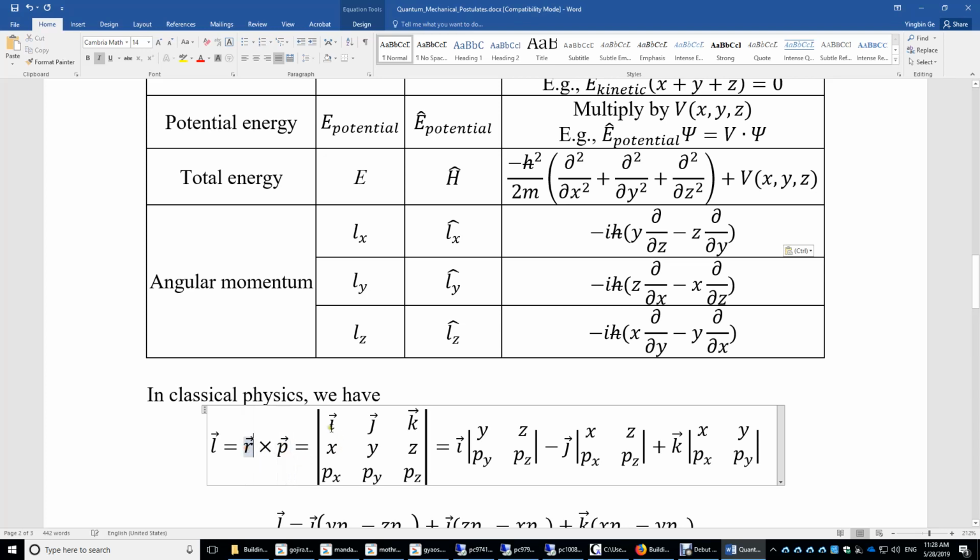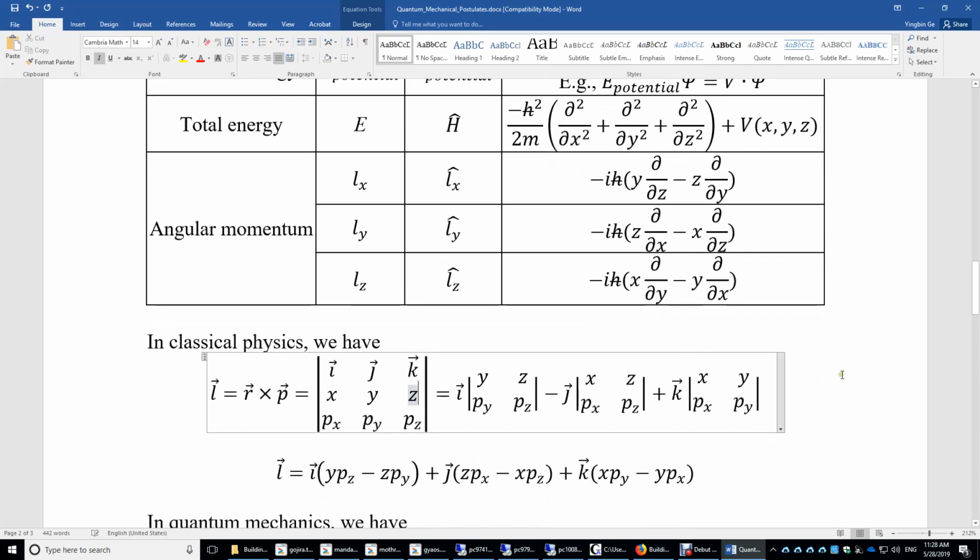And this can be expressed as a determinant with the first row as the unit vectors in the three directions, i, j, and k, and then we copy x, y, z in the second row, and px, py, and pz in the third row. So x, y, z, px, py, pz are all scalars, but the result is going to be a vector. If you know how to evaluate a 3 by 3 determinant, it's very simple. It's just i multiplied by this 2 by 2 determinant, y, z, py, pz, and then minus j times also a 2 by 2 determinant here, and then k times the third 2 by 2 determinant, x, y, px, py.